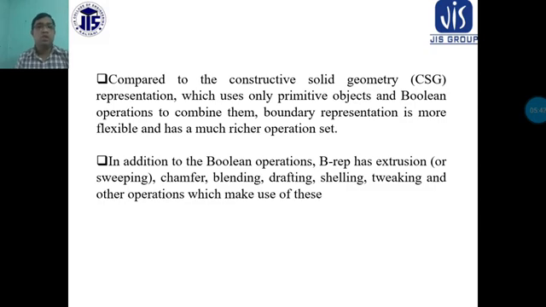And compared to constructive solid geometry, that means CSG, which is a representation that uses only primitive objects and boolean operations to combine them.